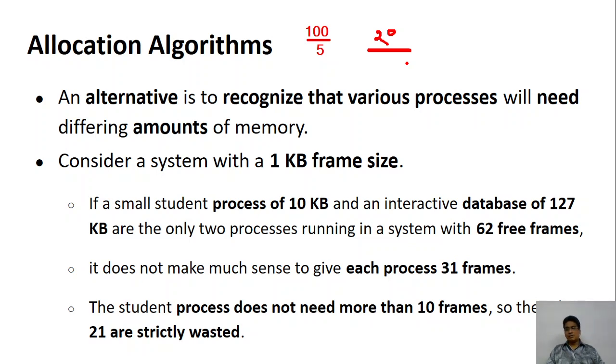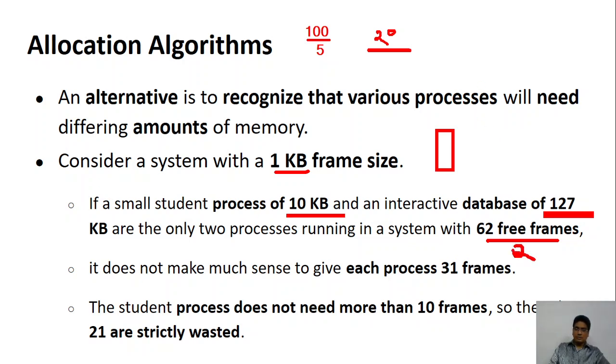So let's look at a simple example. Suppose every frame is of 1 KB size, and you have 2 processes. One requires only 10 KB. The other requires 127 KB of memory, and there are 62 frames which are free. Because 62 frames are there, you divide it by 2 processes. Remember, one is 10 KB, the other one is 127 KB. You divide it by 2, so you get 31 frames. So give 31 frames to the first process and 31 frames to the second process.